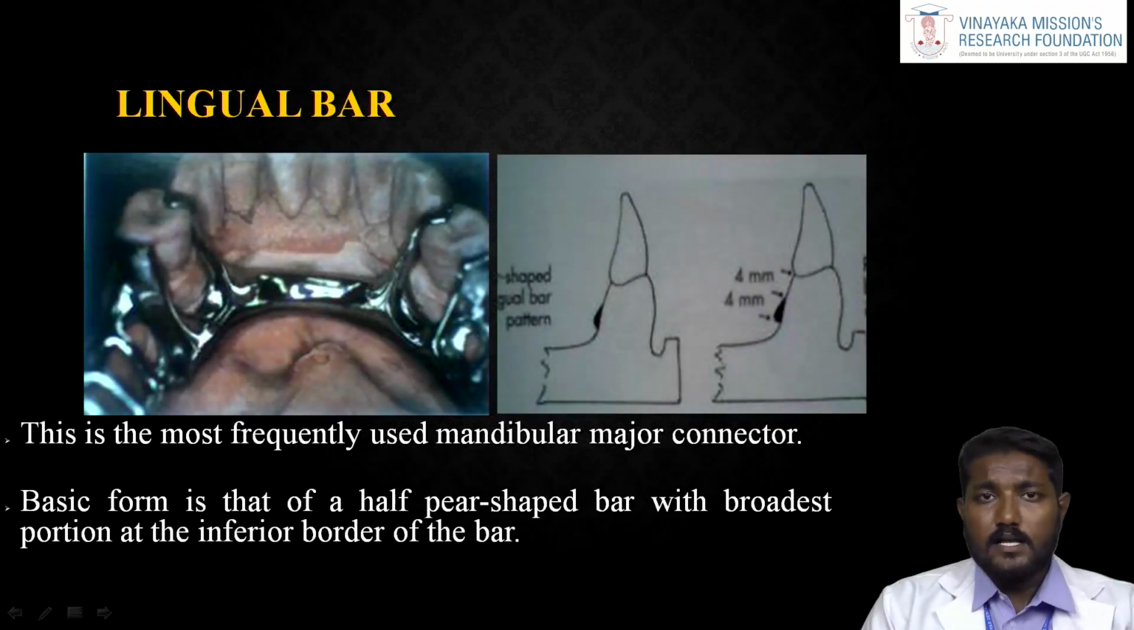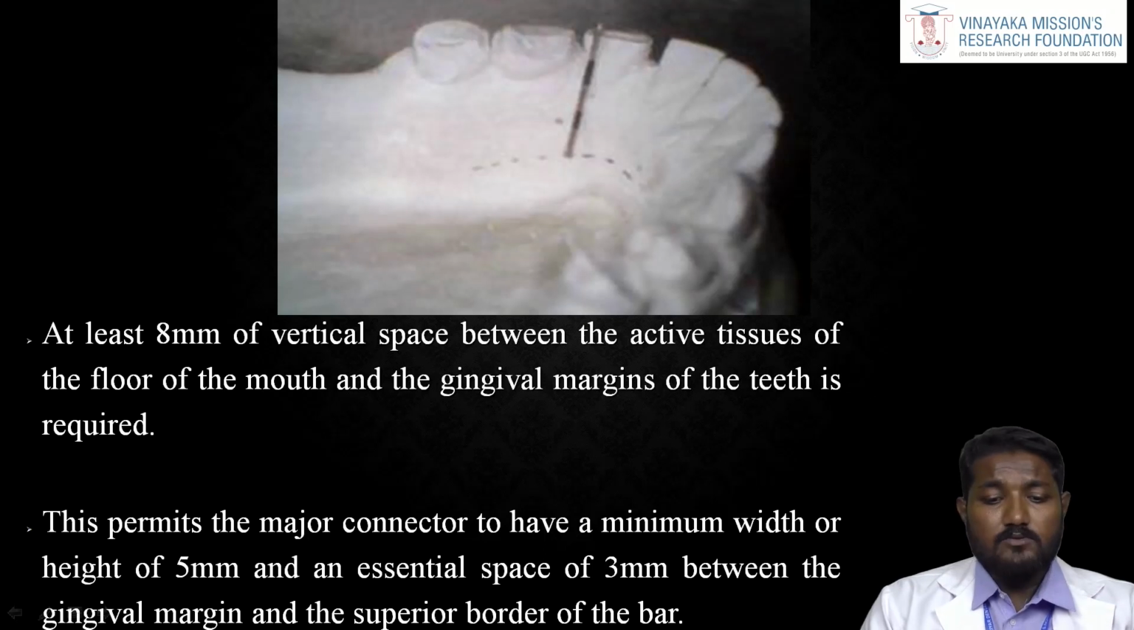Now we look into the lingual bar. This is the most frequently used mandibular major connector. The basic form of this is half pear shaped, with the broadest portion at the inferior border of the bar. At least 8 mm of vertical space between the active tissue of the floor of the mouth and the gingival margin of the teeth is required. This permits the major connector to have a minimal width or height of 5 mm and an essential space of 3 mm between the gingival margins and the superior border of the bar.